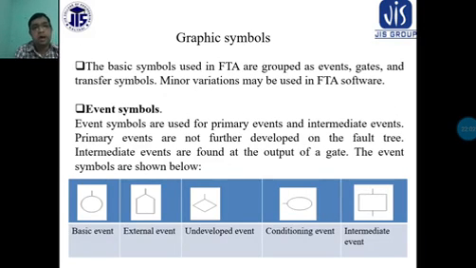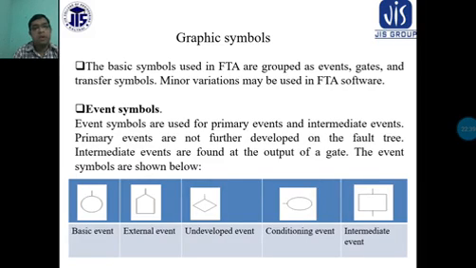Next come the graphic symbols, the different types of graphic symbols used in fault tree analysis. When you prepare a fault tree analysis, the basic symbols used are grouped as events, gates, and transfer symbols. Minor variations may also be used in fault tree analysis software. As you can see, the diagram is already given here, and you have to prepare this diagram for the fault tree analysis.